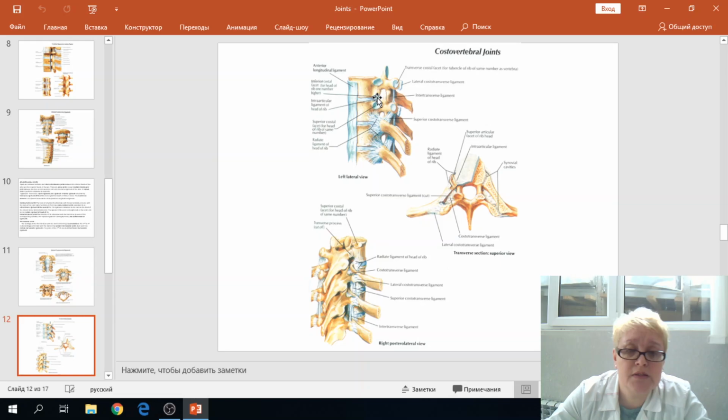And here we can see the ligament which is the interarticular ligament of the head of the rib, and this one, the radiate costovertebral ligament. And in this picture we can see the costotransverse ligament, which is the ligament of the costotransverse joint, present between the tubercle of the rib and the transverse process of the thoracic vertebra.